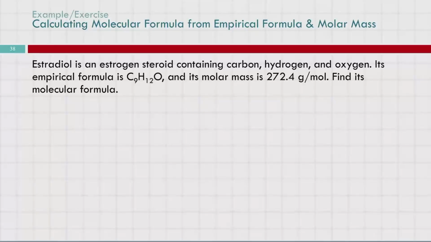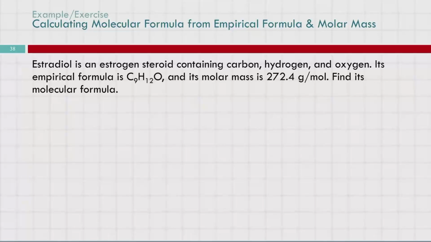Okay, one for us to try. Estradiol is an estrogen steroid. It contains carbon, hydrogen, and oxygen. Its empirical formula is C9H12O, and its molar mass is given. Find its molecular formula. I'll give you a couple minutes to work on this, and then we'll finish up the slides.